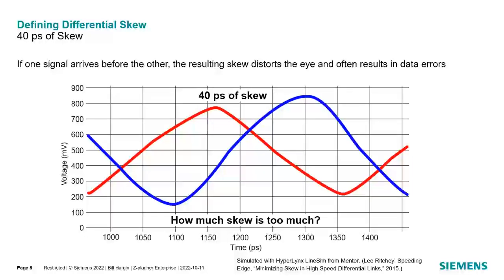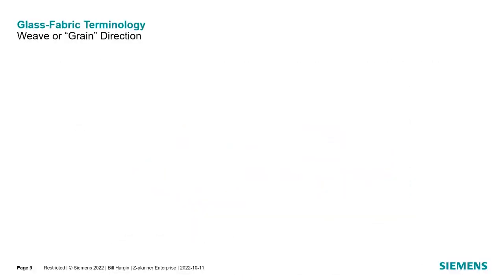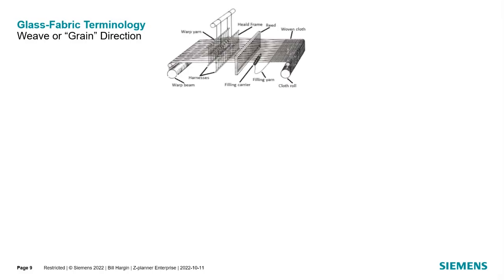But first, since we're talking about glass weave skew specifically, let's talk a little bit about how glass laminates and prepregs are made. Glass fabric for PCB laminates is made just like any fabric would be woven in the textile industry, but the yarn used and the weaving characteristics follow IPC guidelines.